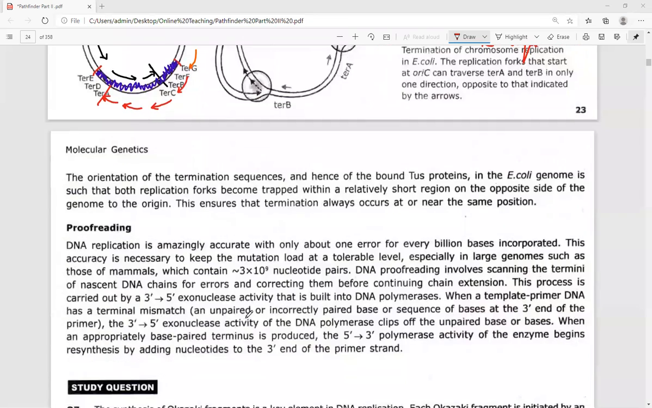DNA replication is amazingly accurate. This is because of the proofreading activity of the DNA polymerases. The accuracy is necessary to keep the mutation load at a tolerable level, especially in large genomes such as those of mammals. Here the process is carried out by a 3' to 5' exonuclease activity that is built into DNA polymerase.